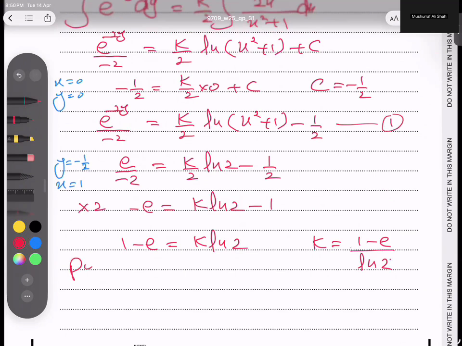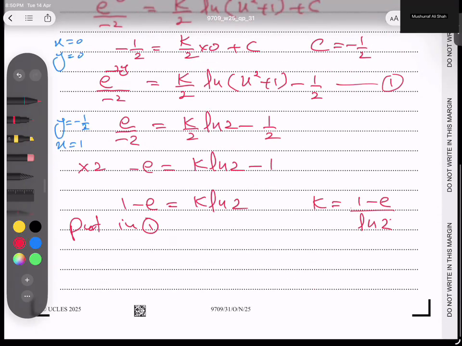So put in 1. When I put in 1, I got negative e to the power -2y over -2, and the k value goes here. Okay, there is already a 2 available down there. So 2 will multiply with log 2. So I get 1 minus e over 2 ln2, and logarithm of x to power 2 plus 1, minus half.